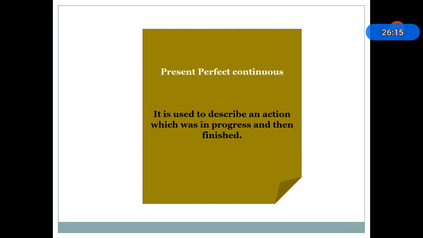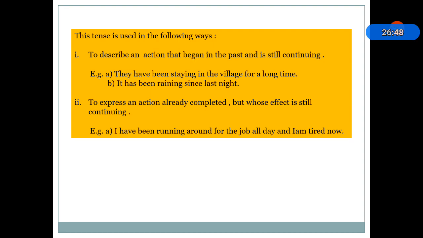Now let's move on to the fourth form of present tense, that is present perfect continuous. So when do we use this tense? This tense is used to describe an action which was in progress and continued till the present time and is expected to continue in future. Now let's see where we use this tense. This tense is used in the following ways.